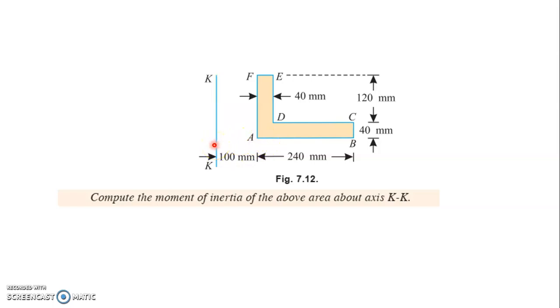Ixx equal to, or Iyy is equal to b d cube by 12 plus A h square. So in this case, KK can be taken as a y-axis. So we will be calculating Iyy because it is perpendicular to the plane. If the KK is drawn here, it will be taken as an x-axis. So you just write Ikk.